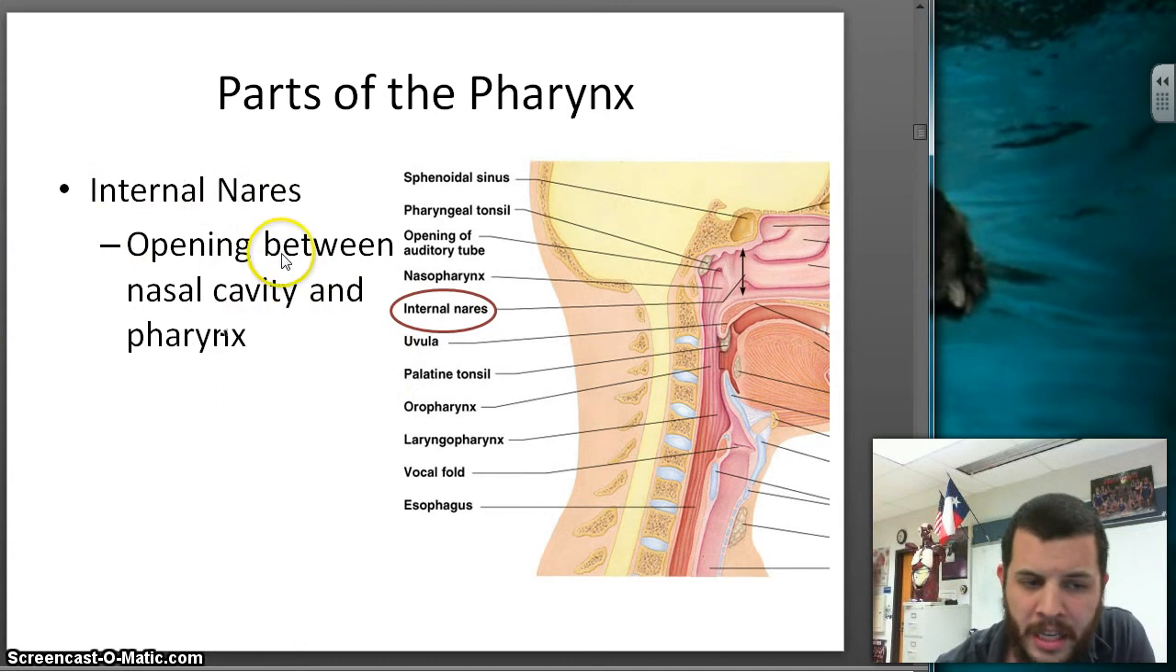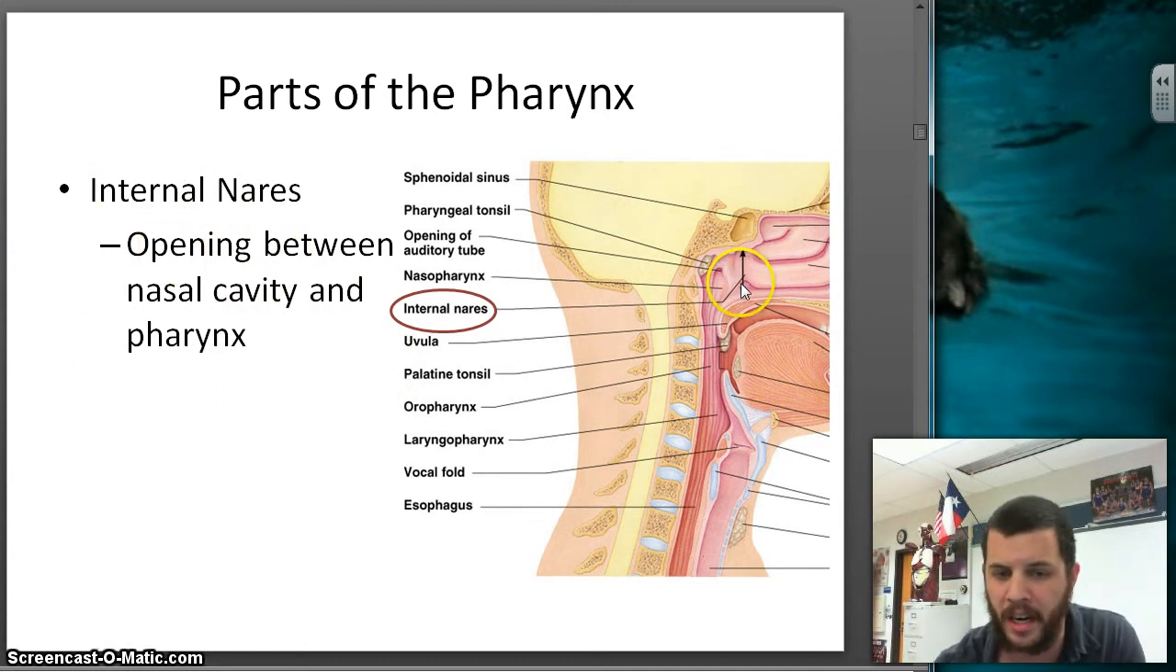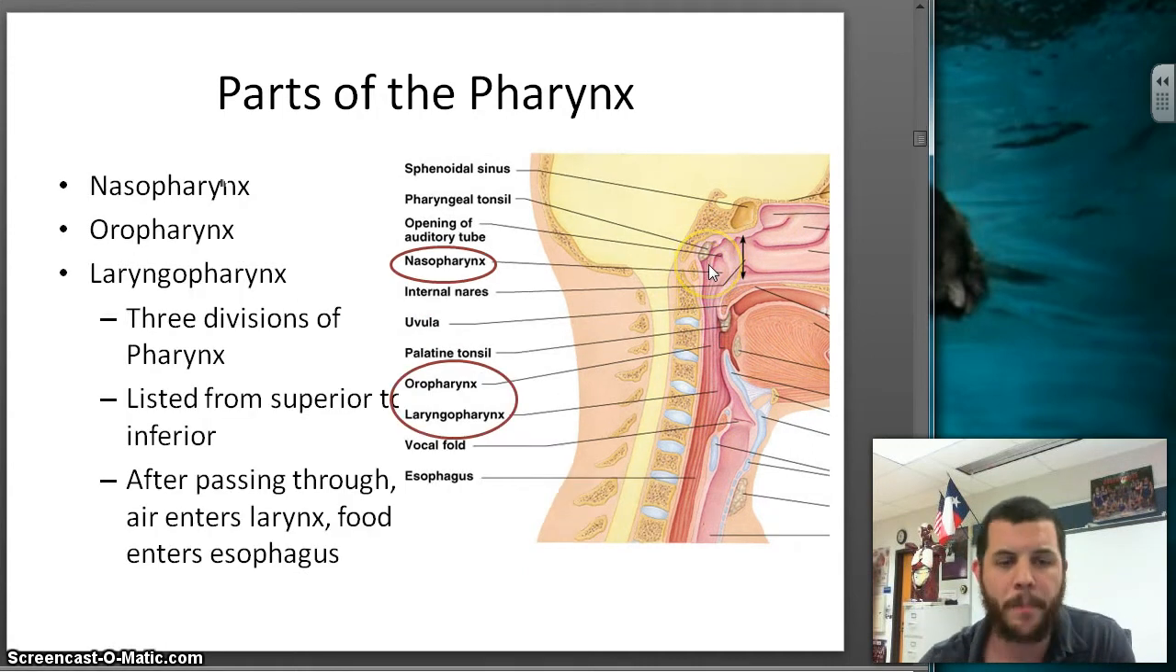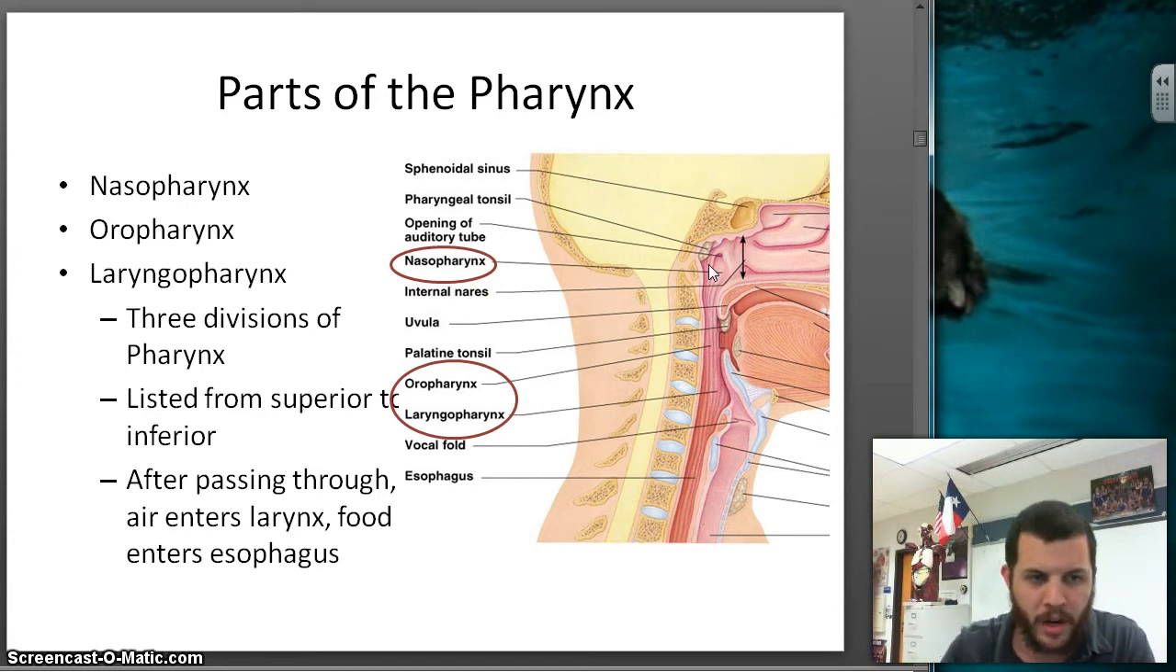The internal nares are a set of openings between the nasal cavity and the pharynx. So right here would be the internal nares, and that's just going to be a little separation point between the nasal cavity and the pharynx. And so here would be the pharynx right here in this area. To break down the pharynx, you've got the nasopharynx, which naso is talking about nose, so that's going to be behind the nose. You've got the oropharynx, which oro is referring to the mouth, so directly behind the mouth is the oropharynx. And then you've also got the laryngopharynx as well.